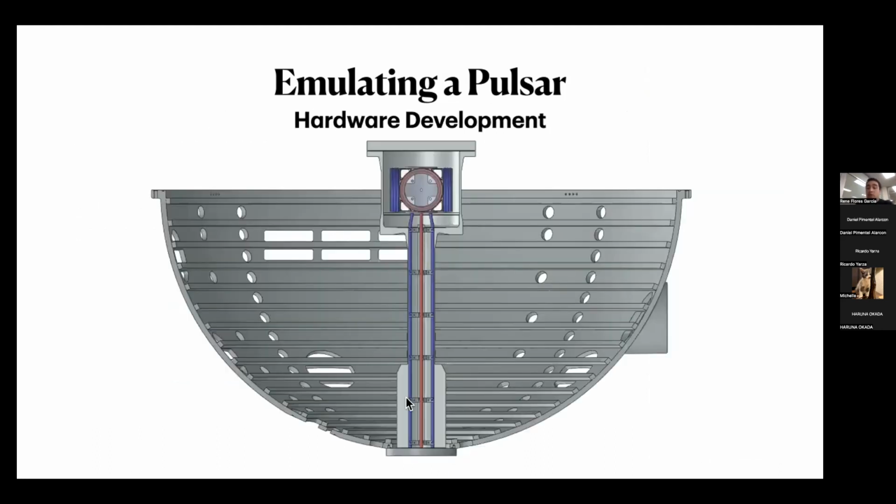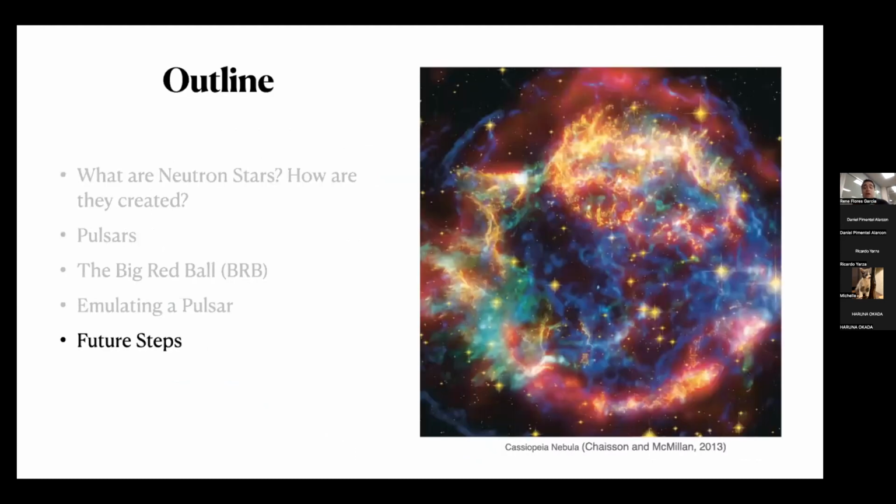And this is a rotated look of how it would look inside BRB. This is a picture that I already presented, but it's ultimately what we're trying to aim at in order to create our magnetic field. Now, I have described to you what we have done at the moment. Now, what are the future steps?